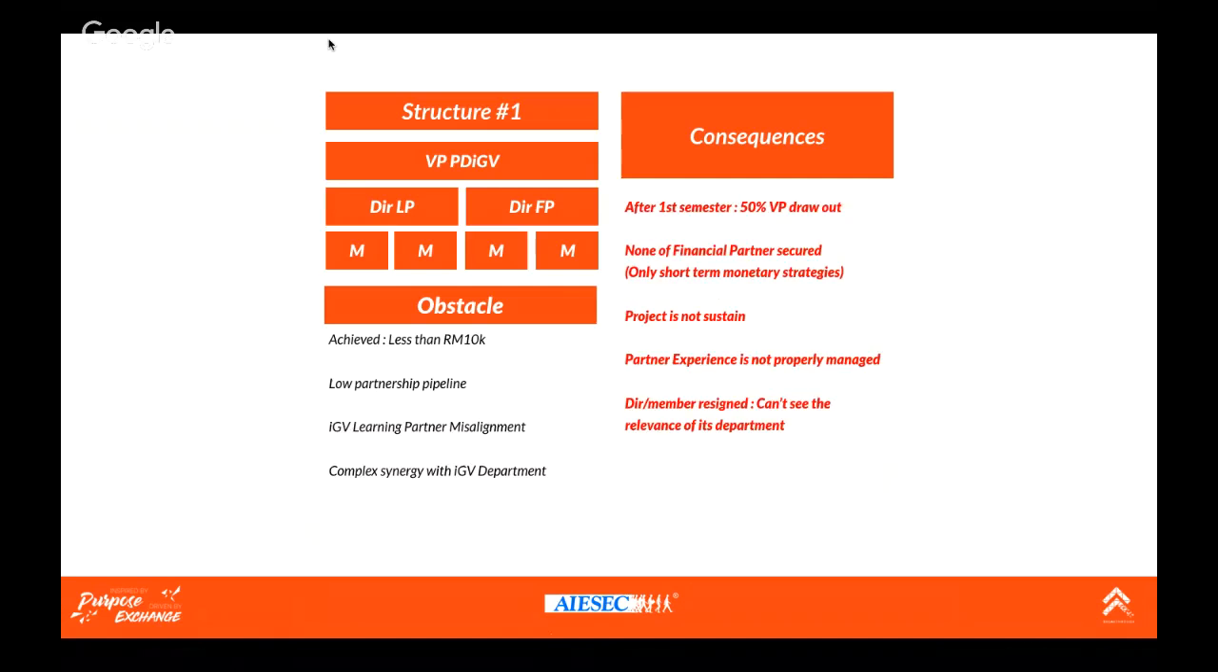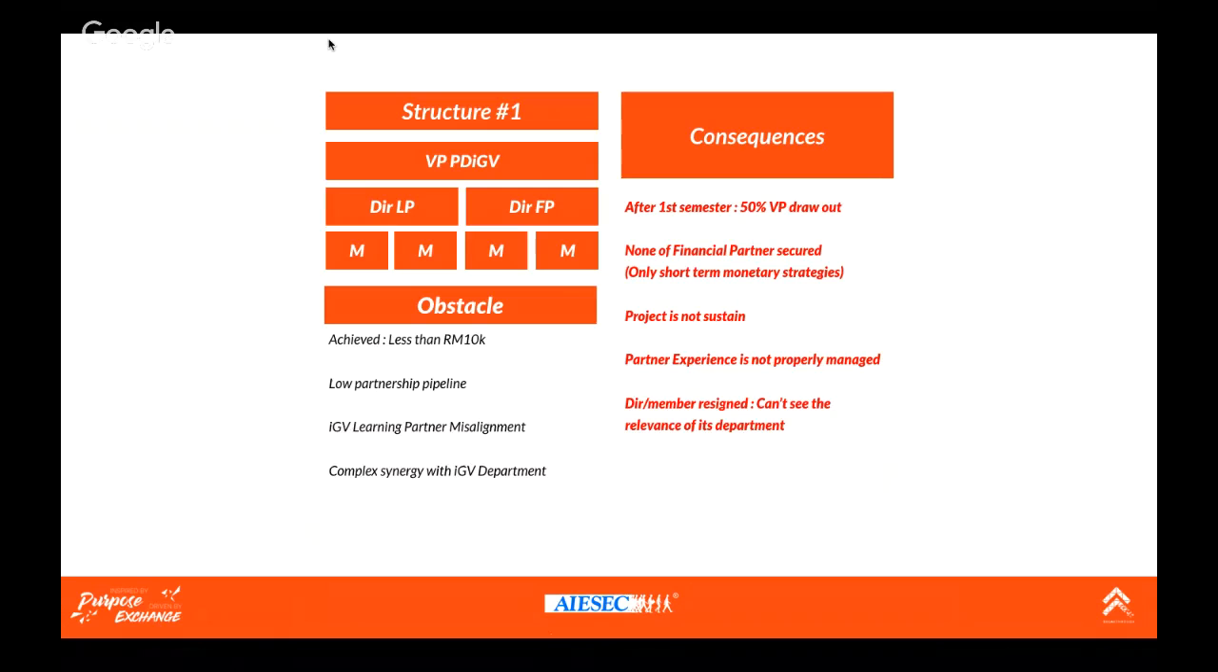The consequence is that after the first semester, 50% of the VP IGV or director IGV actually dropped off from the position. So by the time we started to focus on the peak of 2018, half of the network in PD4iGV was all new people. A lot of people dropped out, and no financial partner was actually secured. A lot of them were still doing very short-term monetary strategies, which cannot tackle what is really happening from an IGV sustainability perspective. Third, this leads to projects not being sustainable even after the end of the term.